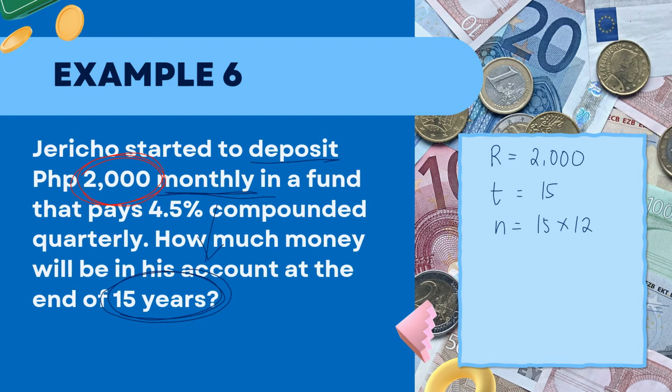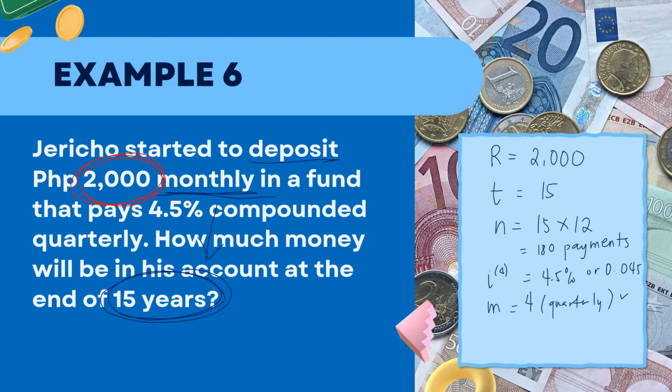12 po kasi monthly, no? 12 times a year. 15 times 12 is 180 payments po siya. And then, the interest rate compounded quarterly is 4.5% or that is 0.045. And then again, compounded quarterly. So, 4 po siya. Quarterly. So, yung M natin dito will be the compounding period.